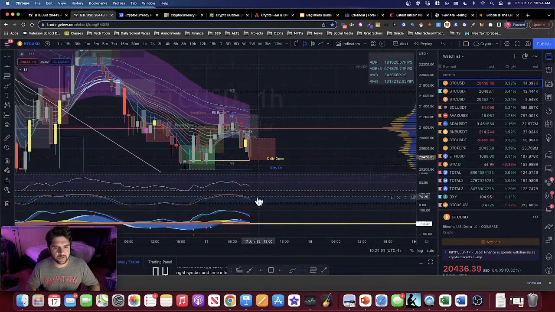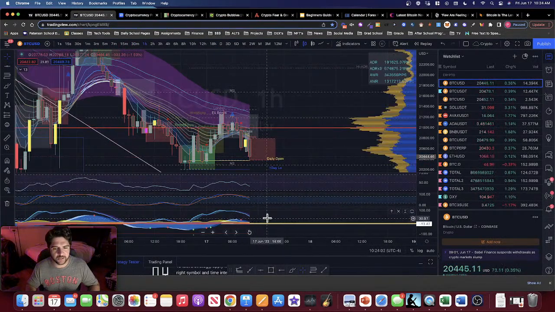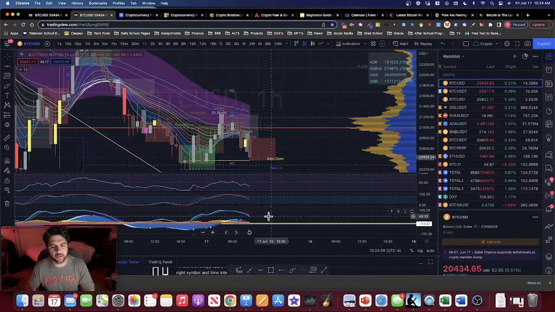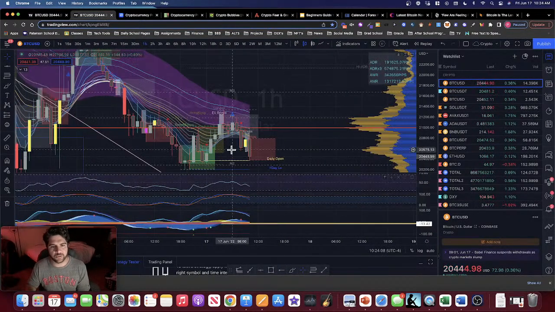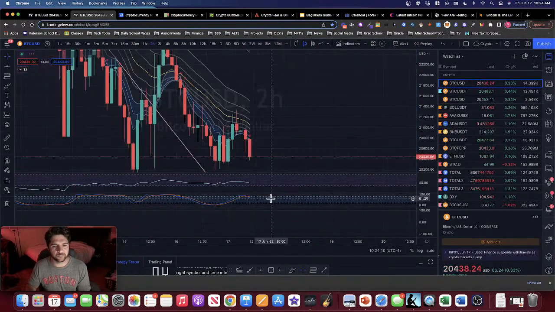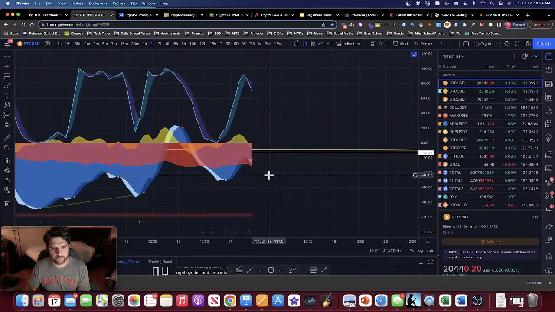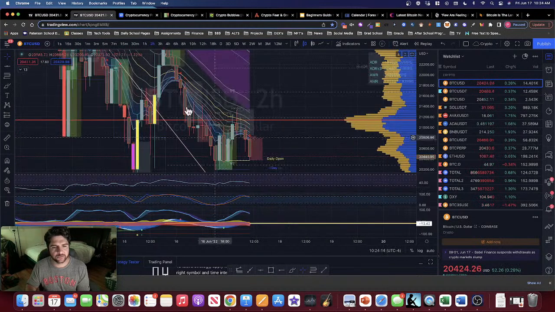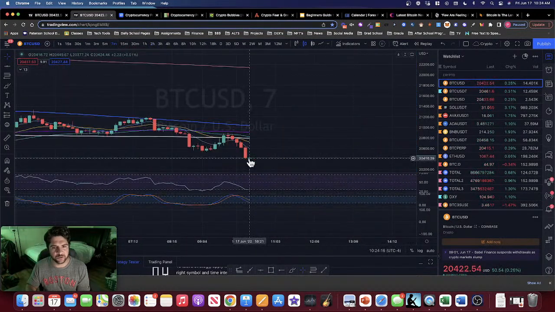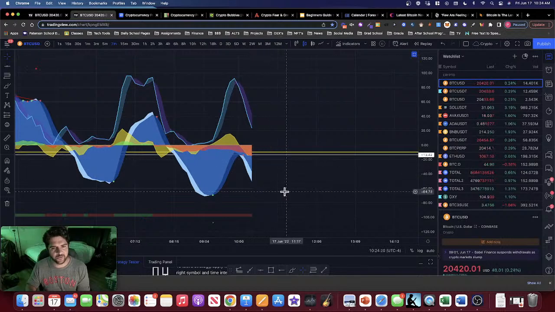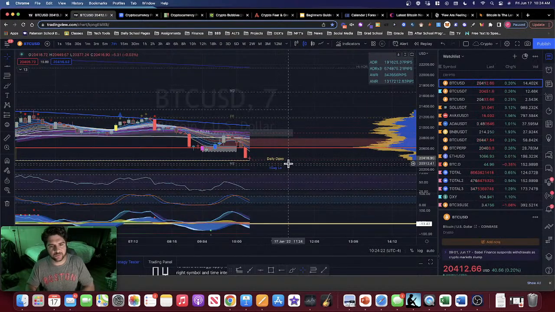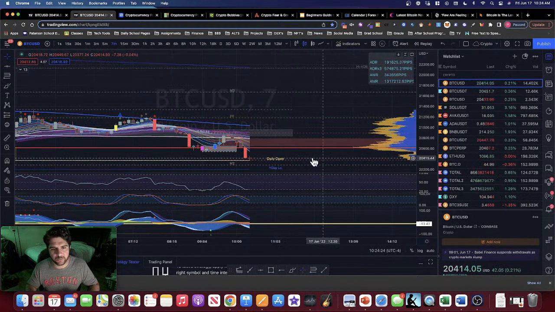Let's see if we have any signals on Market Cipher that say we're going up. Money flow. Let's take a look at money flow. Money flow is coming down. VWAP is coming down. Money flow turning down. This isn't looking too good, guys. Let's see if these shorter time frames can save us. 7-minute money flow is coming down. Looks like we're going to get a little bit of a dumpy dump.